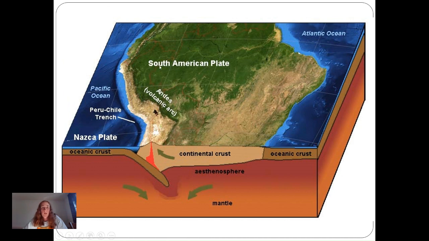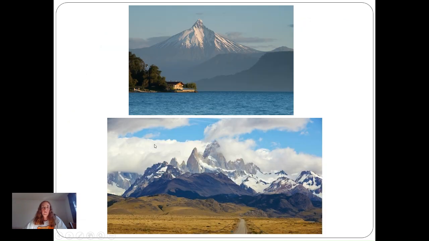Again, just to show you what I'm talking about, here's the South American plate, here's the Nazca plate. The Nazca plate is made of ocean, the South American plate is made of continent. The ocean is going underneath the South American plate, and as it does so, it has pushed up these Andes mountains, which are volcanic mountains that formed over millions of years. Just to give you examples of what that looks like, it produces these very beautiful volcanic mountain ranges. The bottom one here is from Patagonia in the southern part of South America.